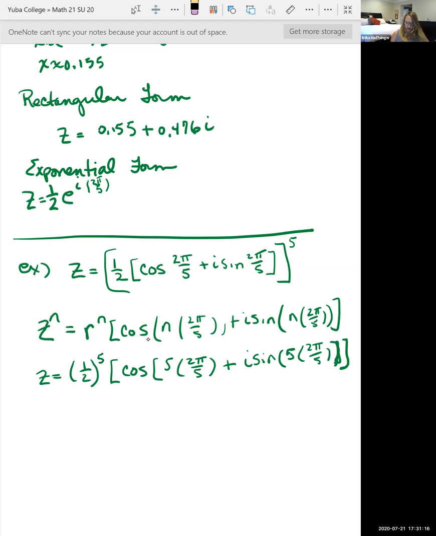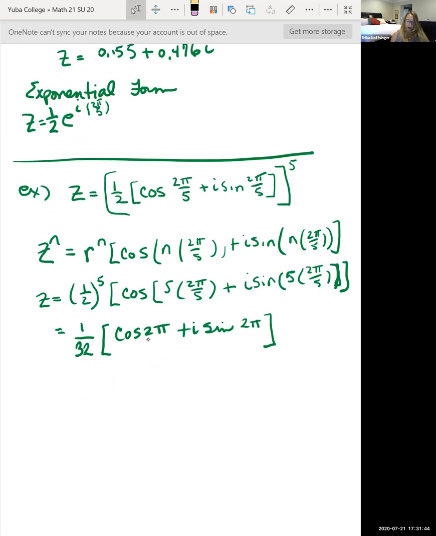So 1/2, and I'm raising 1 to the 5th power. So 1 times 1 times 1, 5 times is 1. 2 to the 5th power is 32, is equal to 1 over 32 times cosine of 2 pi plus i sine of 2 pi. So right now, this is in our polar form.